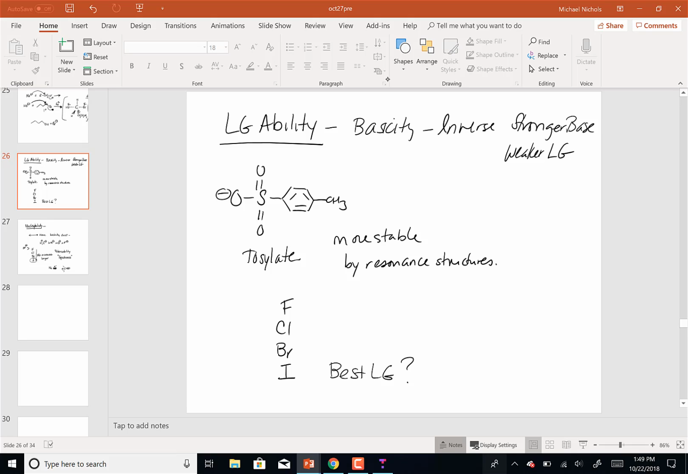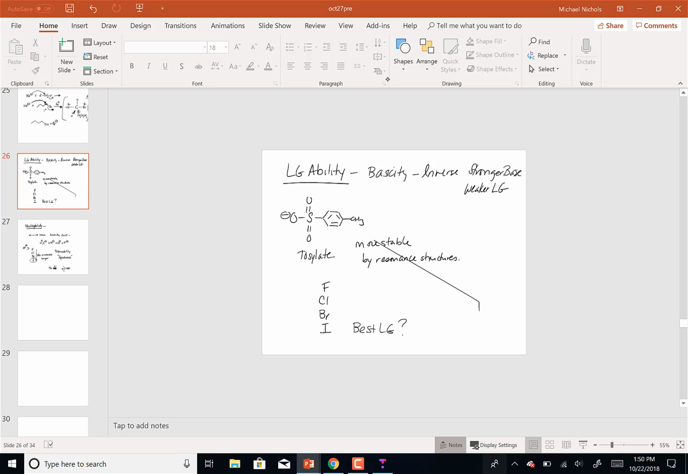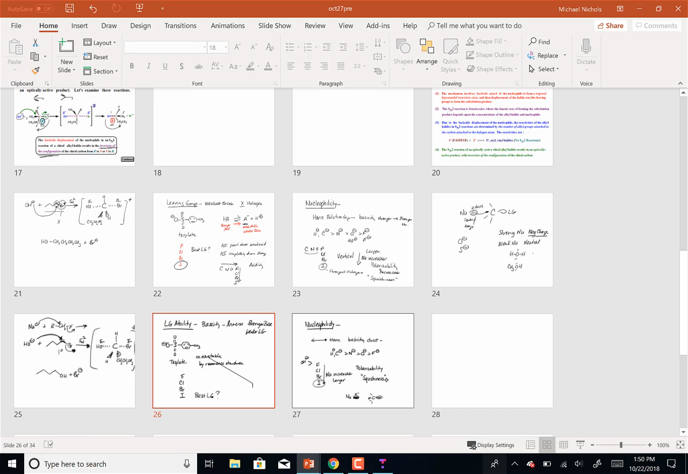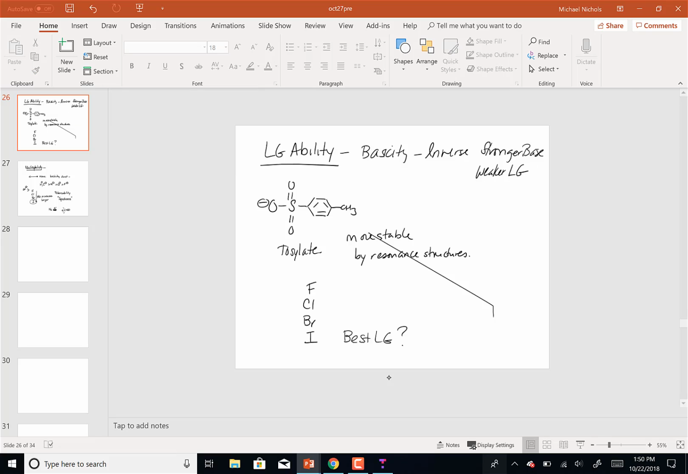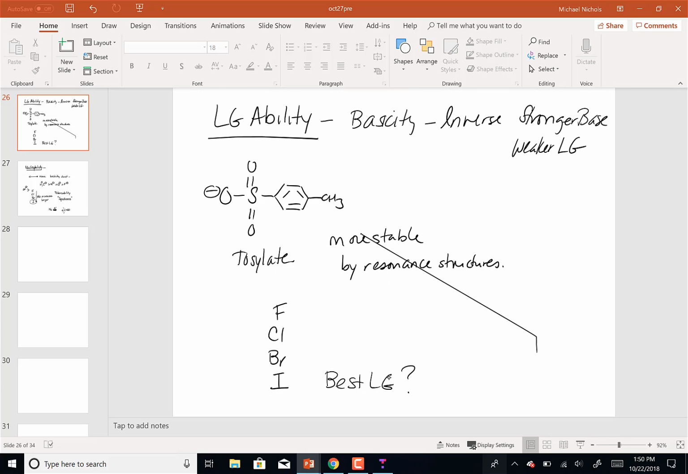So, I want the strongest. F minus or I minus. Which one's the stronger base? Well, you're probably going to answer that in a 50-50 split too, right? So how about which one's the stronger acid, HF or HI?